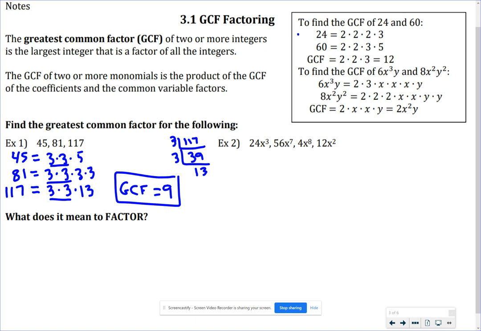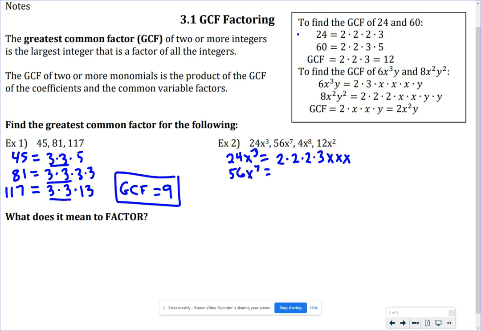Example 2. This time we have 4 monomials. We have 24x to the 3rd, 56x to the 7th, 4x to the 8th, and 12x squared. So I'm going to take each of these, and I'm going to write them in their factored form. So the 24, we already have its prime factorization up above. It's 2 times 2 times 2 times 3. And then x to the 3rd is 3 x's multiplying.